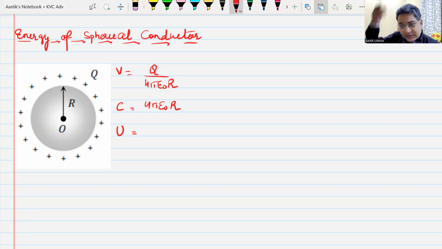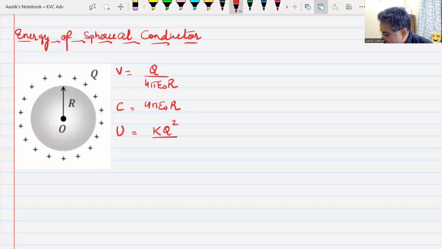Obviously, you don't remember it because it was 2 days back that we did it. Can't remember things from 2 days back. The energy of this one was K Q square by 2R, or it can be written as Q square by 8 pi epsilon naught R.